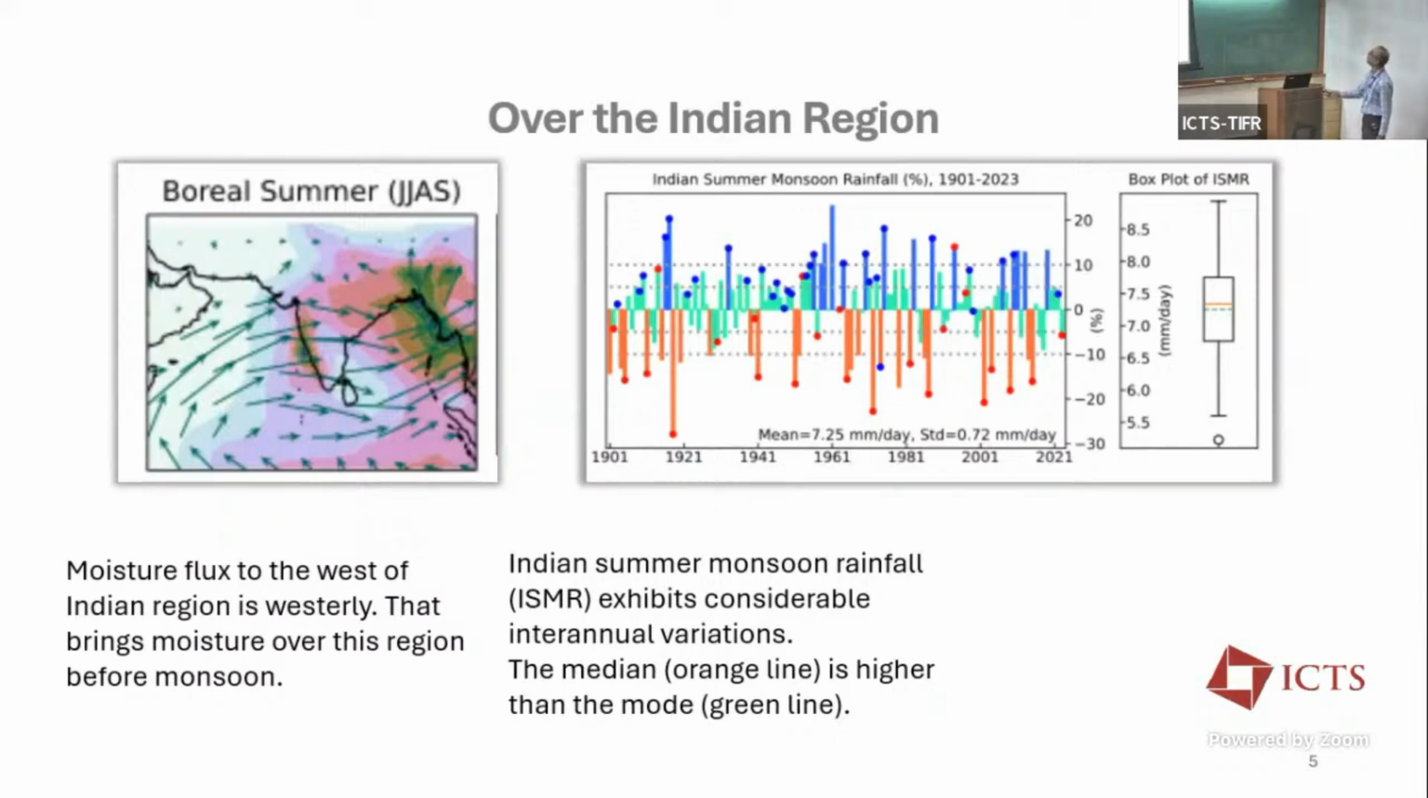So this is the bar of the Indian summer monsoon rainfall, IISMR we keep calling it, and it will keep coming back here. So this is the anomaly of IISMR in terms of percent. The mean is about 7.2 millimeters of rainfall per day. And then there are so many drought years, which are in red, and so many flood years in the last 120 years, which are all blues.